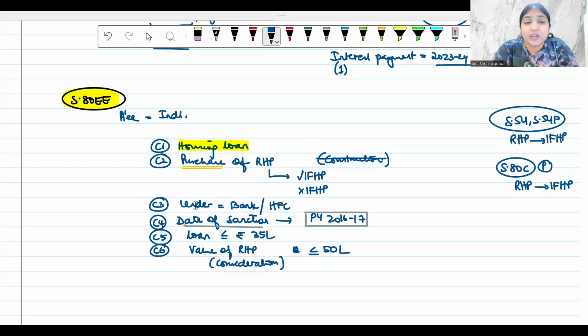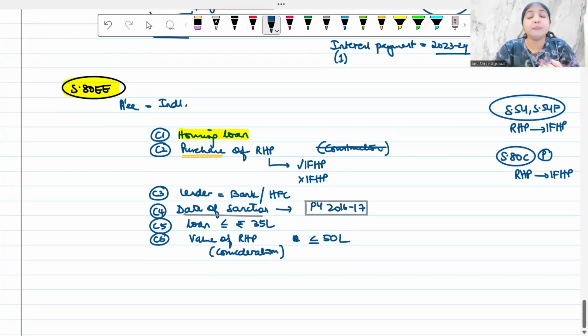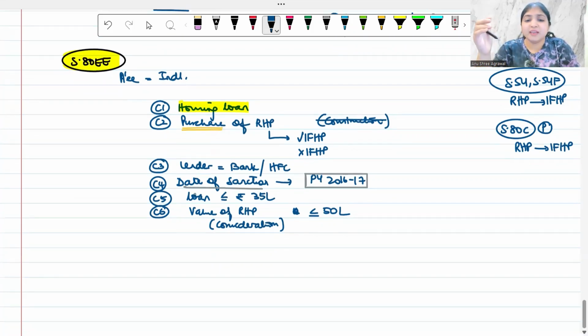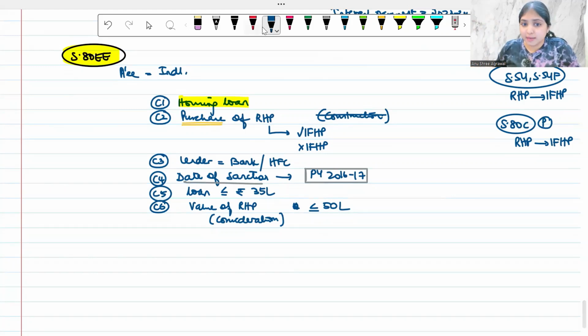Understanding? So condition 1, it should be a housing loan. Condition 2, why did you borrow this housing loan? For purchase of a residential house property, whether assessed to tax under IFHP or not doesn't matter. Then, who is the lender? The lender has to be a bank or a housing finance company. The loan should be sanctioned in the previous year 16-17. The loan should be within 35 lakh rupees and the value of the property should not be more than 50 lakh rupees.